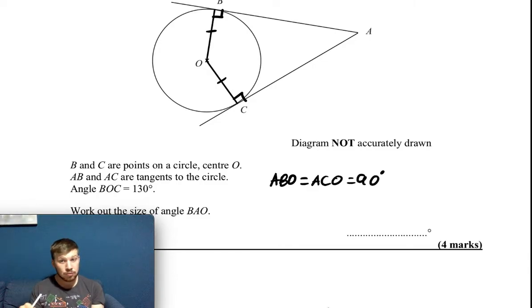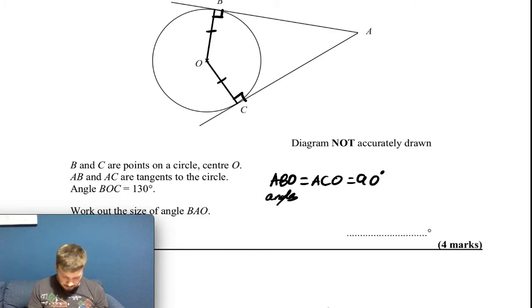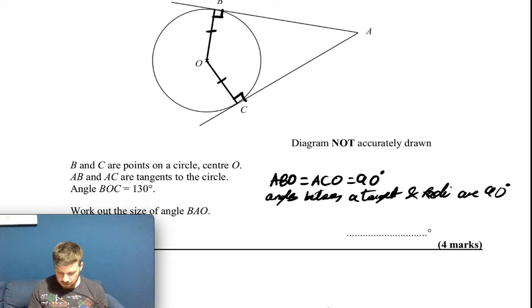And I'm going to state my rule because it's 4 marks. Angles between a tangent and a radius are 90. Lovely. Work out the size of BAO.